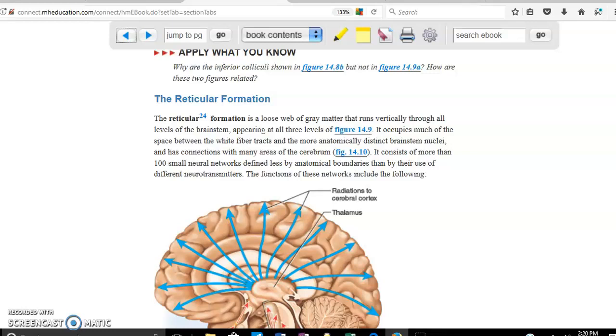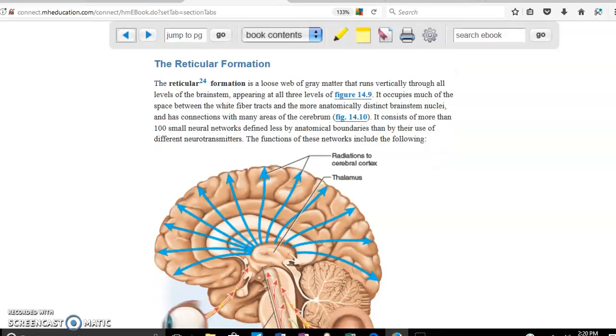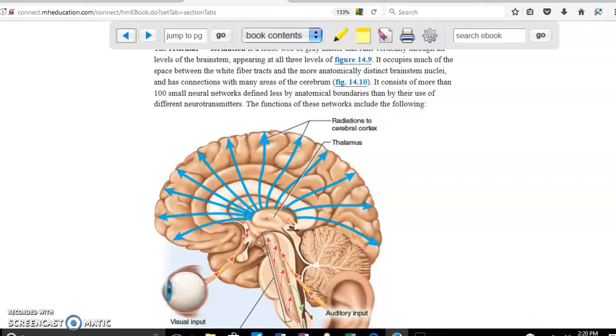Okay, let's continue. The next topic is the reticular formation. We talk about the reticular formation because it is located right here, also in the brain stem. Remember we said this is the brain stem. This is the midbrain, pons, and medulla oblongata. And you can see all these red arrows. They are indicating the reticular formation.